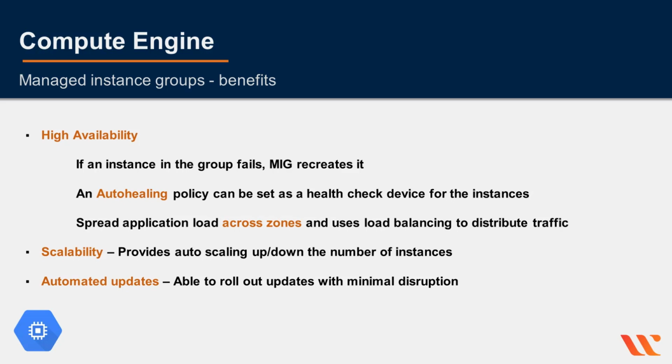Application load can be spread within the region across multiple zones, and you can use load balancing to distribute the traffic, where the service provides auto scaling up and down and increases and decreases the number of instances depending on the load. Automated updates: you can roll out updates with minimal disruption depending on the setup that you use. So if you're going to have a new security patch or a new update for a specific part of your application, if it's part of the managed instance groups, then you don't have to fully bring down the entire server.